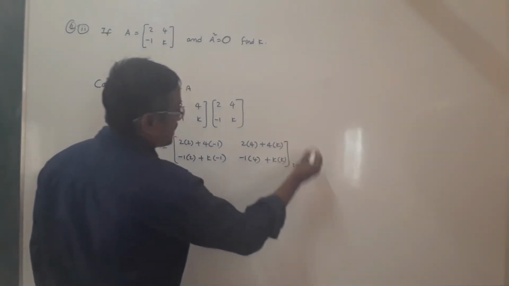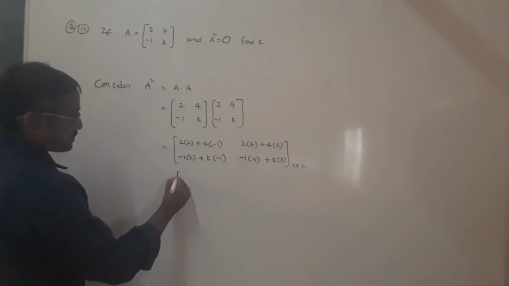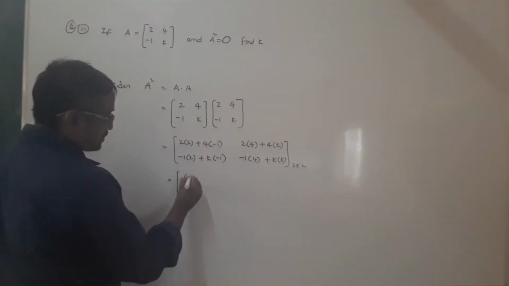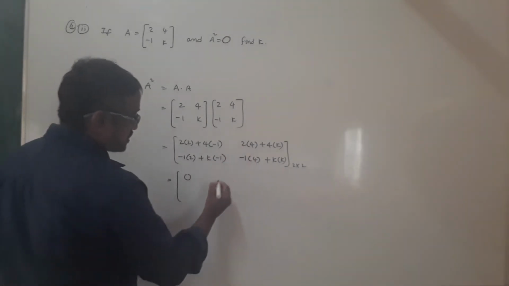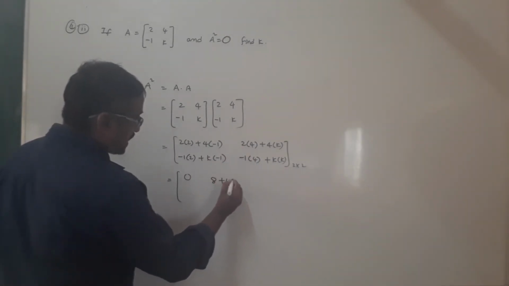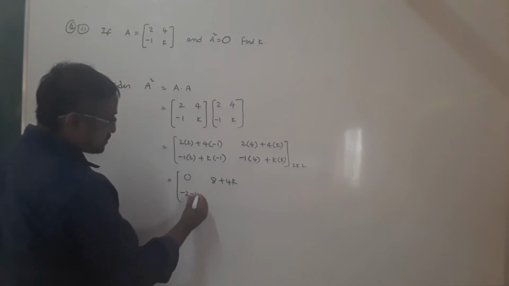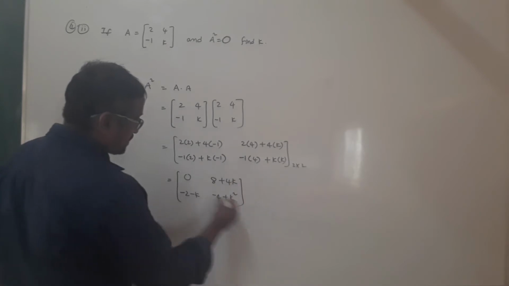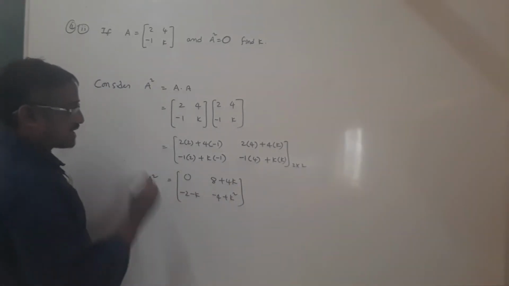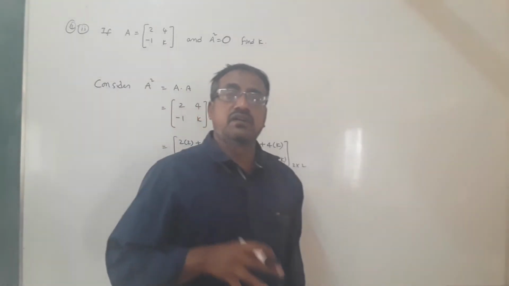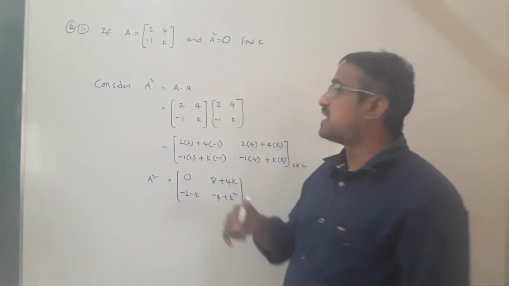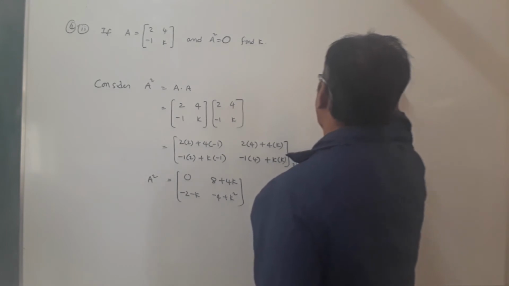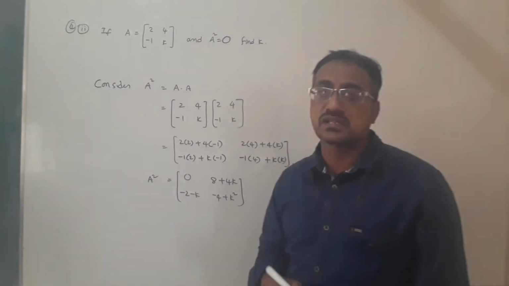So it is a matrix of order 2 by 2. You will get 4 minus 4, 0. 2 4s are 8 plus 4k, minus 2 minus k, minus 4 plus k square. Now this is the matrix A square. They have given that A square is a null matrix. It is given that A square is equal to O, null matrix.